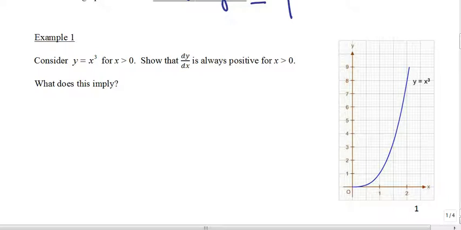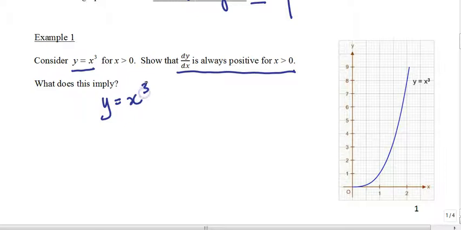Okay, look at example 1 here. Now consider the function y equals x cubed. Okay, over here they just want to consider this function for x greater than 0. Now I hope you can remember, even though the graph is shown here, how to sketch the graph of y equals x cubed. Now you're asked to show that dy over dx is always positive for x more than 0. Okay, so let's work it out. How do we show that dy over dx is positive? Let's try and work out dy over dx.